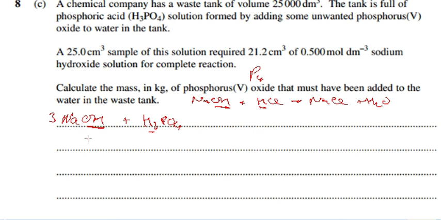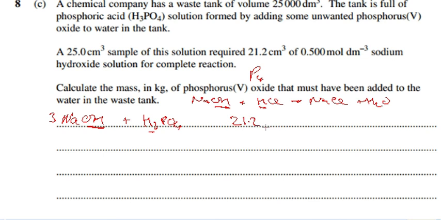So I'm working out the mass in kilos of phosphorus(V) oxide that must have been used. Oh well, hold on, that's in that 25,000. This is in 25 cm³, so I need to change that to 25,000 dm³. I've got cm³, so times that by 1,000.